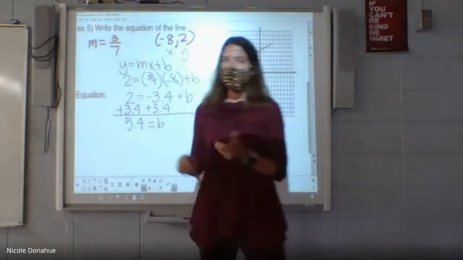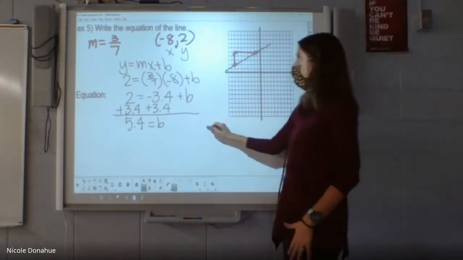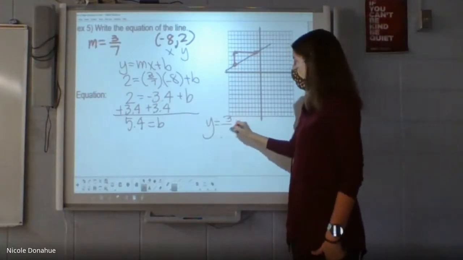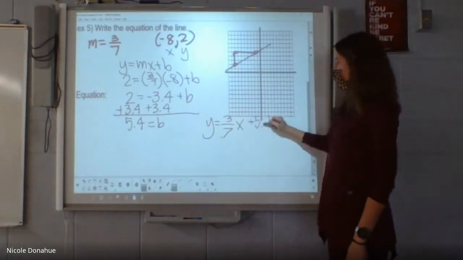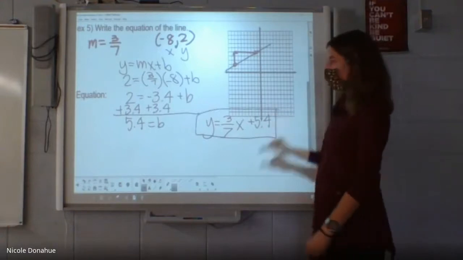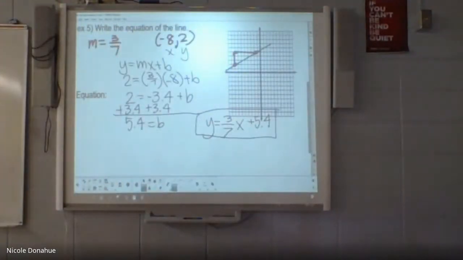So that makes sense. It's not like I got some, I didn't get 54 as my answer and be like, oh, that's good. No, it makes sense in this problem. So 3/7 x plus 5.4 would be our equation. So not quite as nice as the previous problem, but still doable. All right, questions there at all?